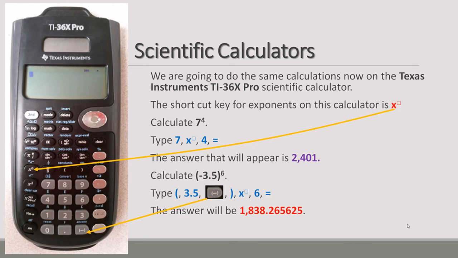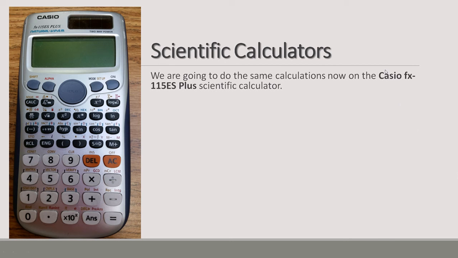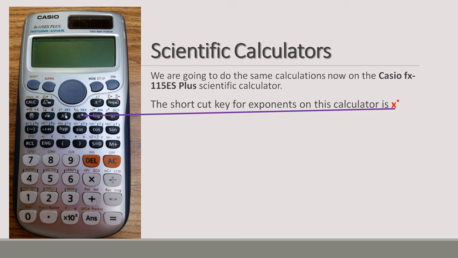I know, you're like, how many more calculators does she have in this presentation? Well, I'm pretty sure I only have one more. Okay, yeah, I think this is the last one. Casio. I figured I should get a different brand in here. The Casio FX-115ES Plus scientific calculator. Now, the shortcut key for exponents is X with a dark box. It is right here, and it happens to be right next to X squared. Check them out. They're like neighbors right there.